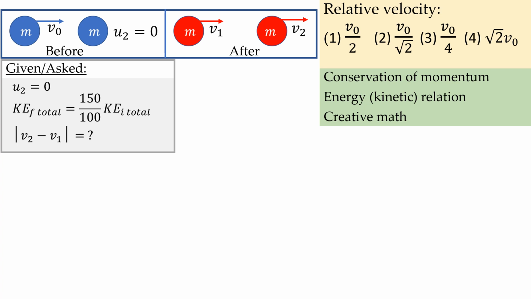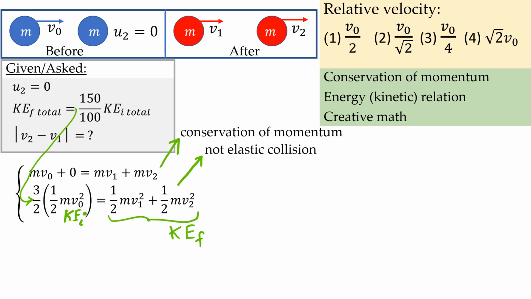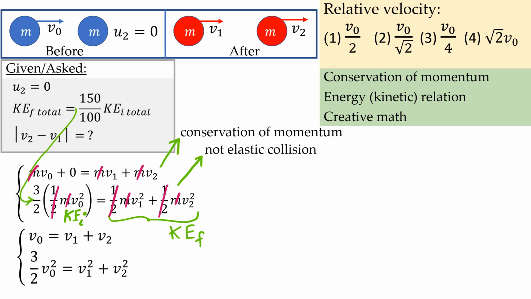Let me begin solving. From the conservation of momentum, we get this. From the energy relation that is shown in given and ask box, we get this. Note that this is not an elastic collision. Now let us cancel few things such as mass and some numbers and simplify as this relation. At this point, one can calculate v1 and v2 in terms of v0 and get the relative velocity. But that will take too much time. Can you use some creative math to solve the problem faster?